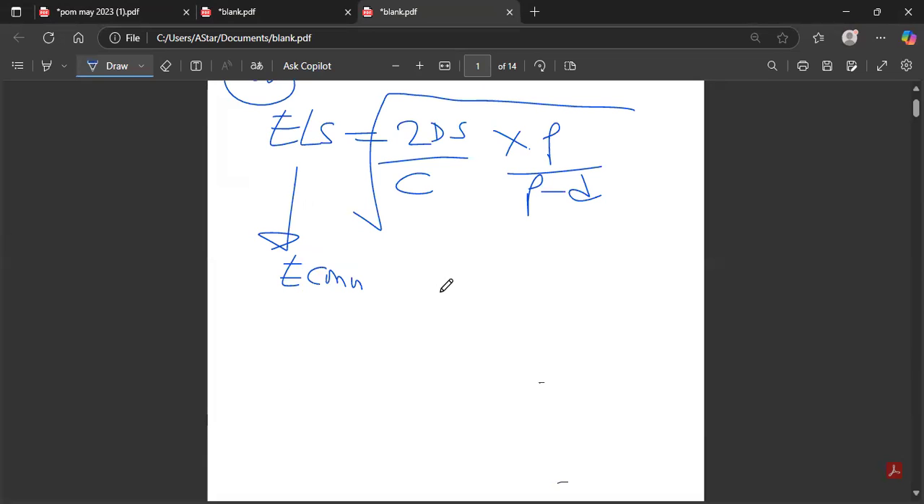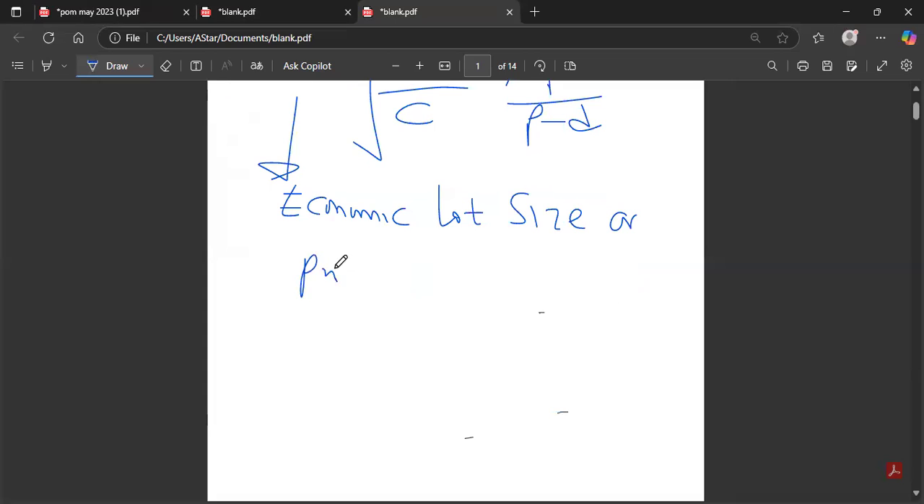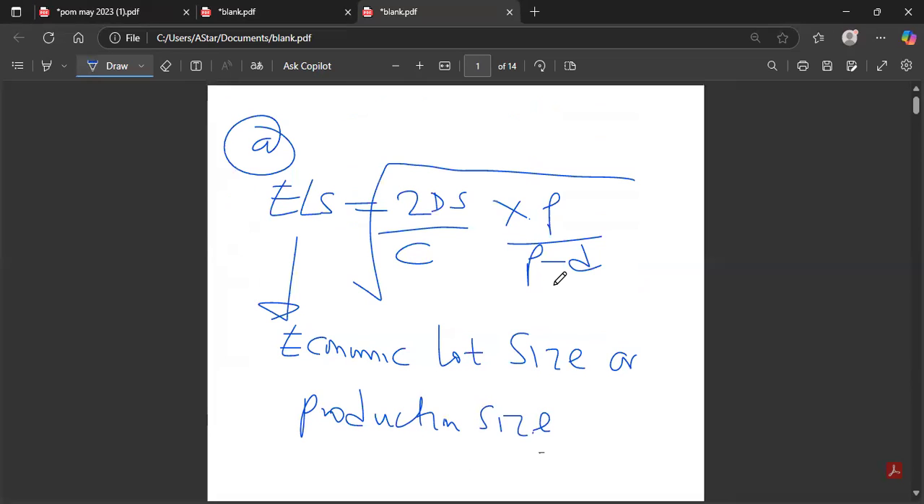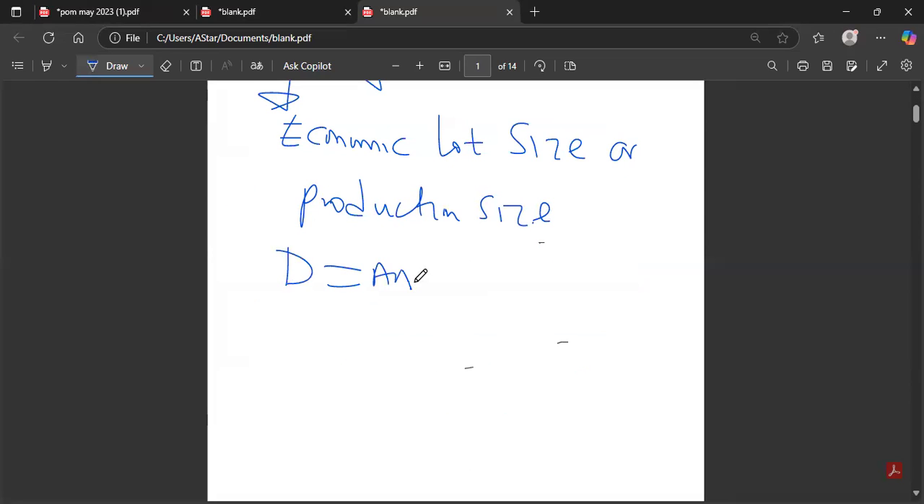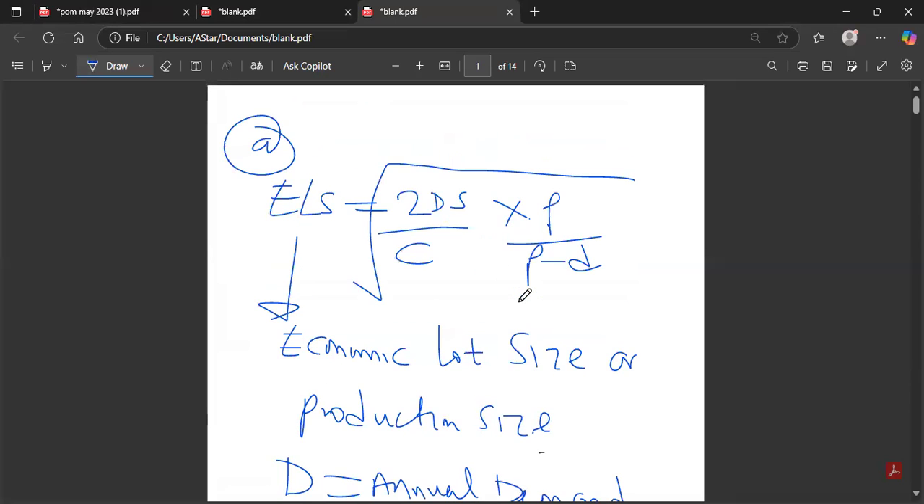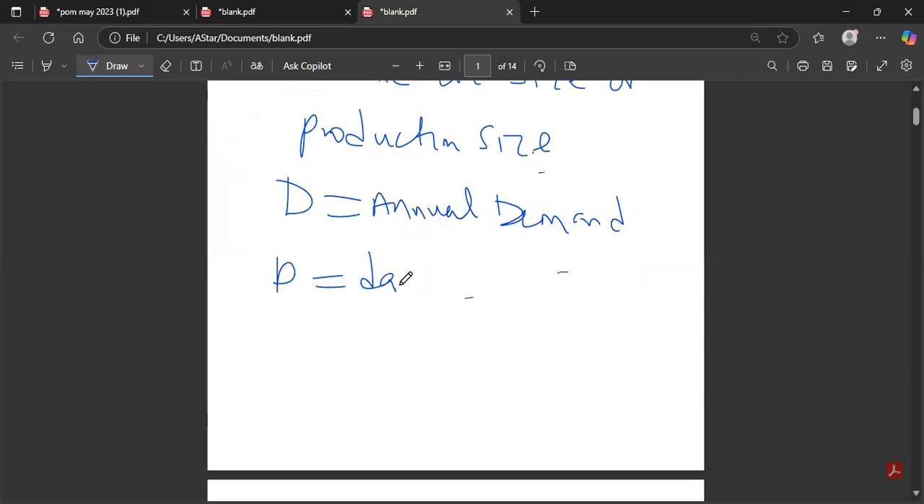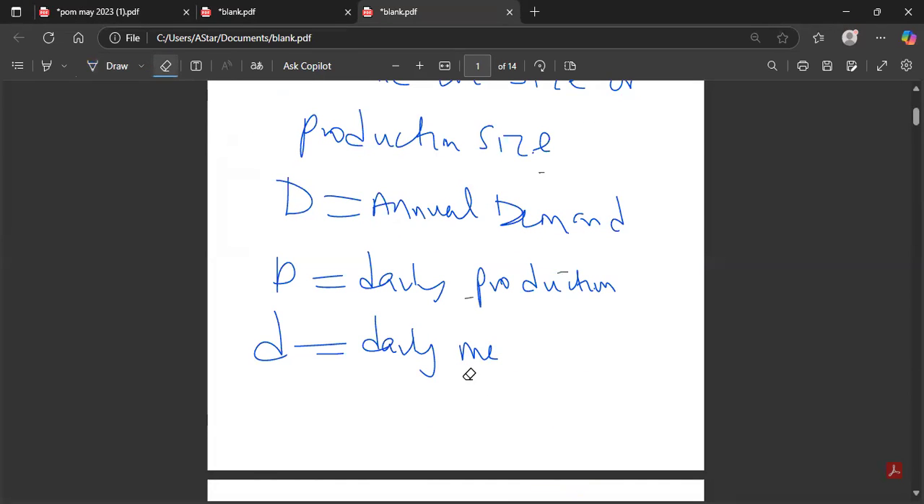Economic lot size or production size. Are we together? D is annual demand. So I want to give you the formulas. Annual demand. Then our P is daily production. Then a small d is daily demand. Daily what? Daily demand.